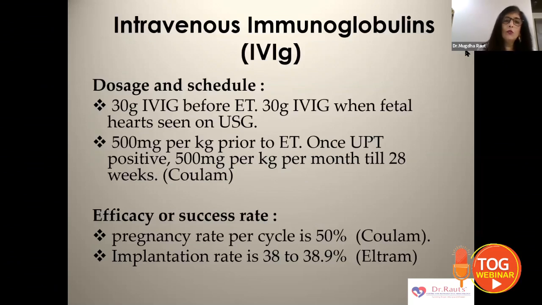Now, the dosage used for IVIG is very variable, as different centers use different doses. 30 grams of IVIG before embryo transfer, 30 grams of IVIG when fetal heartbeats are seen on USG, 500 milligrams per kg prior to embryo transfer. Once UPT is positive, 500 milligrams per kg till 28 weeks, used by Dr. Caroline Coulomb. According to her, the pregnancy rate is as high as 50%, and according to LTRAM, the implantation rate is 38 to 39%.